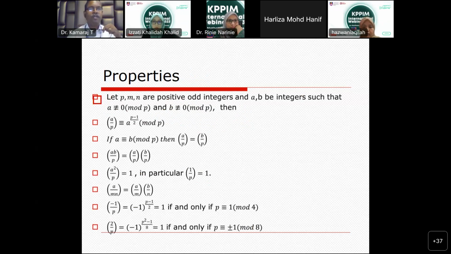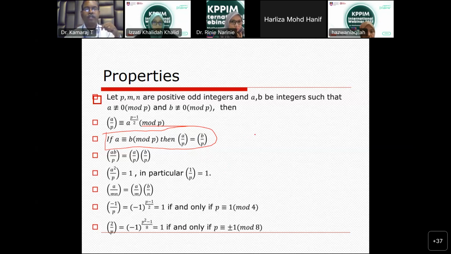And some properties of these Jacobi or Legendre symbols. It depends on the context. If the denominator is an odd integer, then the result pertains to the Jacobi symbol, and if the denominator is an odd prime number, then the result pertains to the Legendre symbol. So one of the interesting results here, this one. Whenever A is congruent to B under mod P, then the Legendre or Jacobi symbol of A with P is the same as the Jacobi symbol of B with P.